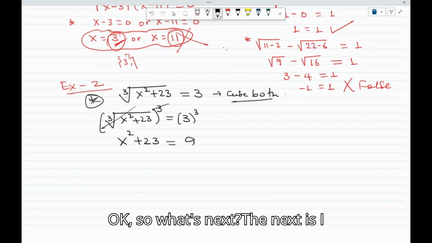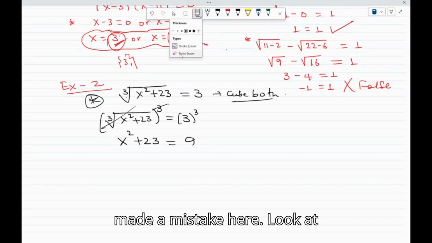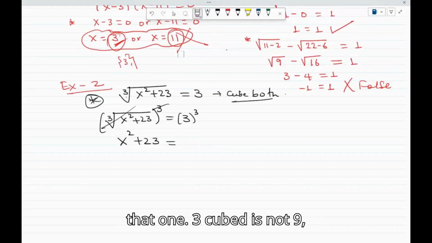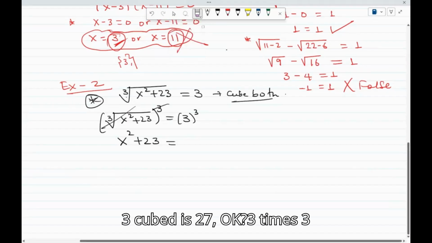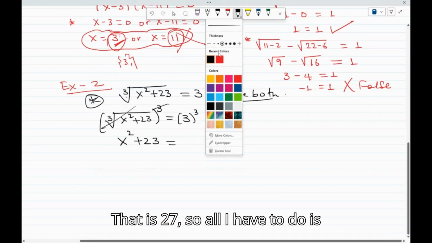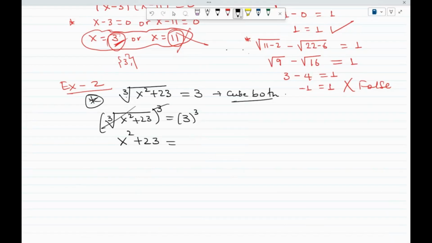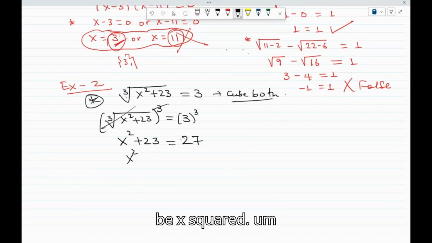Sorry, I made a mistake here. Look at that one. 3 cubed is not 9, 3 cubed is 27. 3 times 3 times 3 is basically 27. So all I have to do is write 27 here. A little mistake.